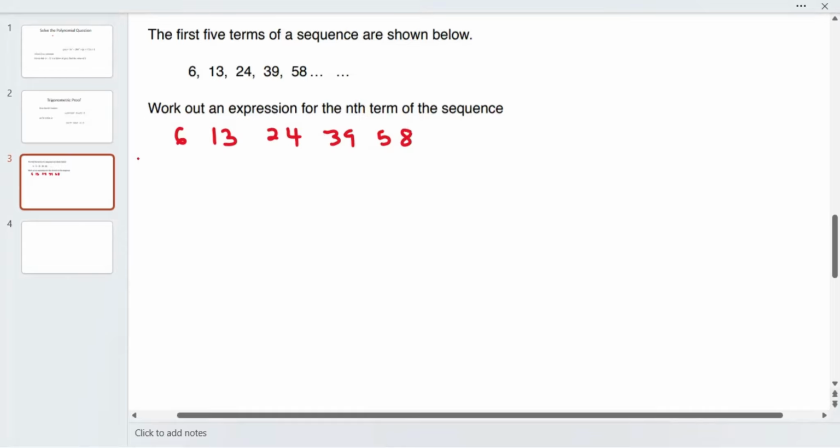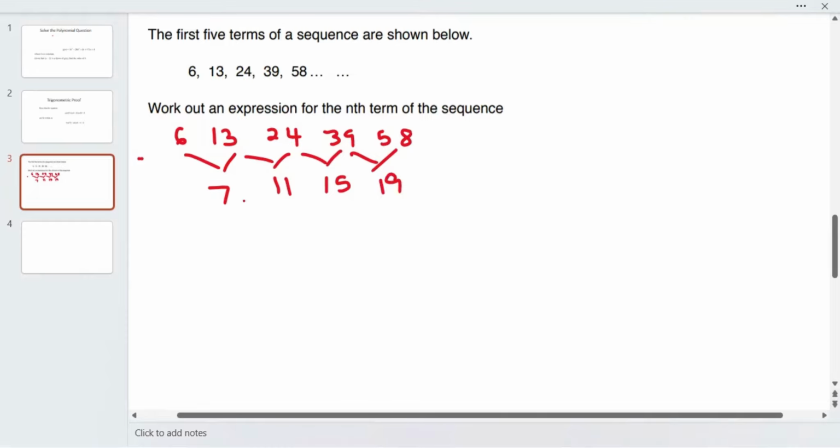So the first thing you do is you look for what we call the first difference. So the first difference is the difference between this first set of numbers. What is the difference between 13 and 6? That is 7. The difference between 24 and 13, that is 11. The difference between 39 and 24, that is 15. And the difference between 58 and 39, that is 19. So this is the first difference.